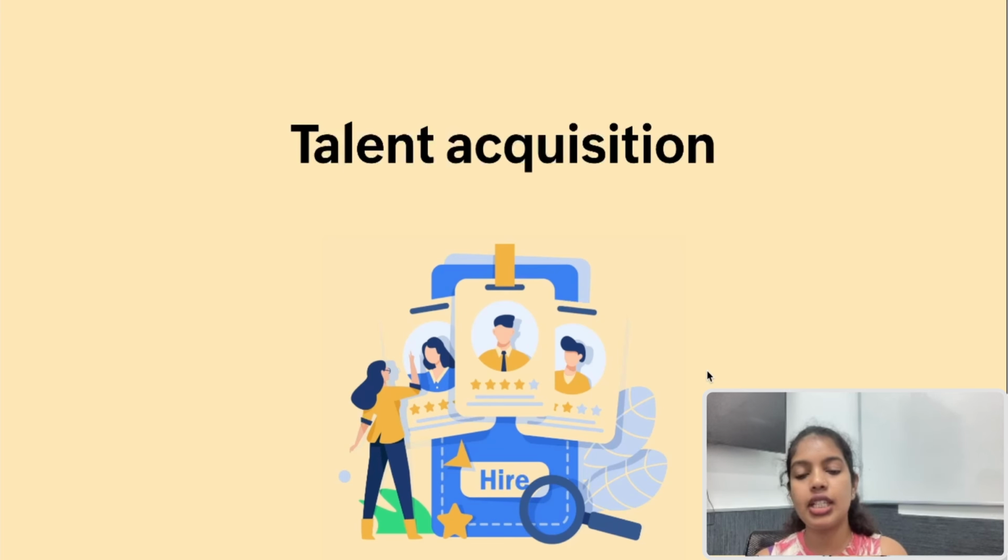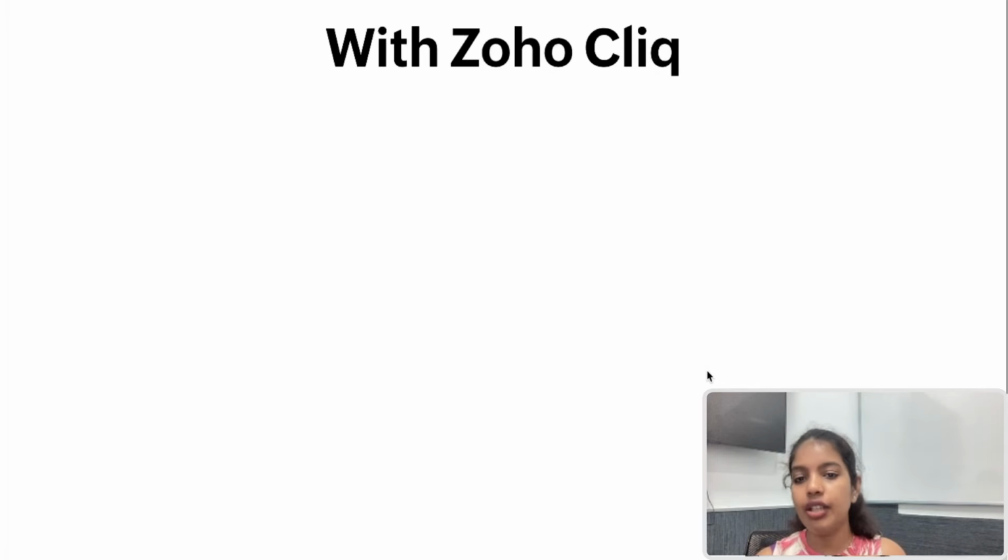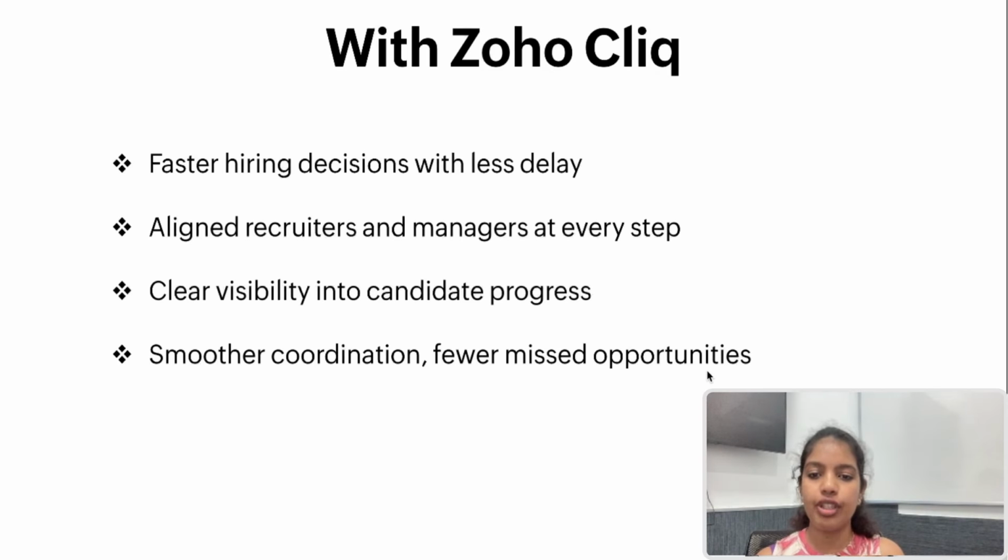Hiring is one of those areas where delays creep in so easily. Feedback gets scattered, emails pile up, and before you know it, decisions take weeks. With Click, those delays are cut down because recruiters, managers, and interviewers are all aligned in one place. Say recruiters and managers stay aligned right from the start because everything is shared in a common space, no chasing updates or wondering what the next step is.